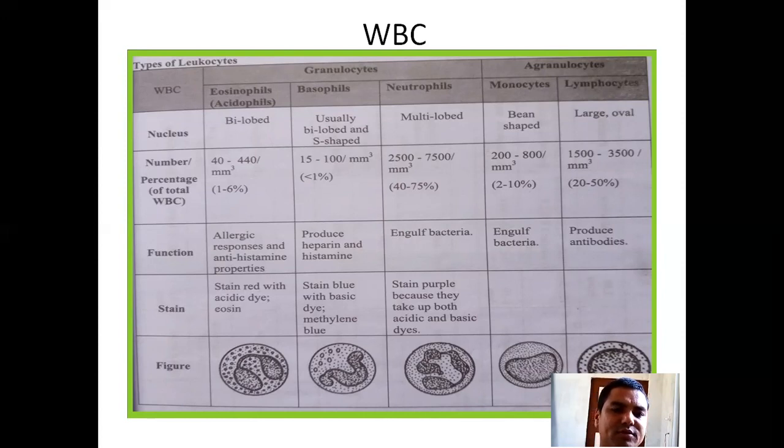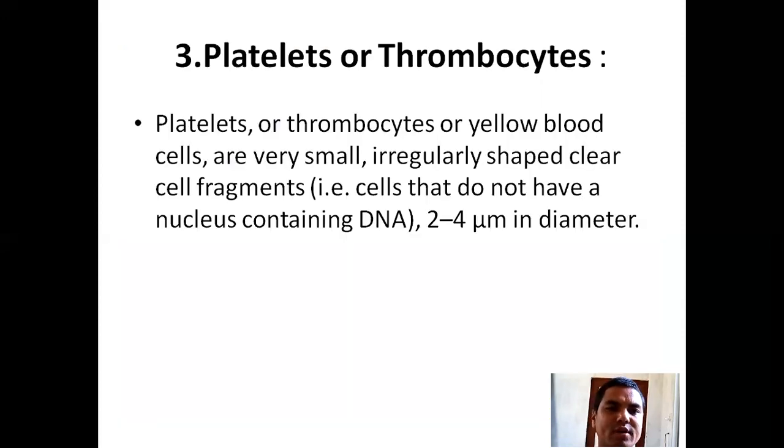Eosinophil help to respond to allergic activities. Basophil produce heparin and histamine. Neutrophil engulf bacteria. Monocyte engulf bacteria, and lymphocytes produce the antibodies. In this way, you can know about the 2 types of WBC, granulocyte and agranulocyte. That chart helps you to know about types of WBC or leukocytes.